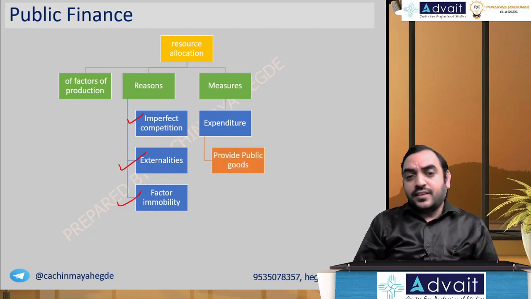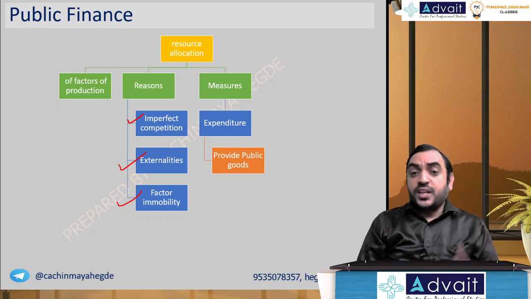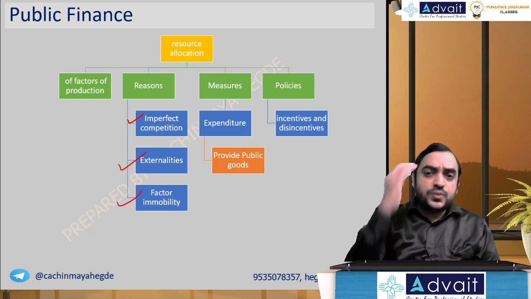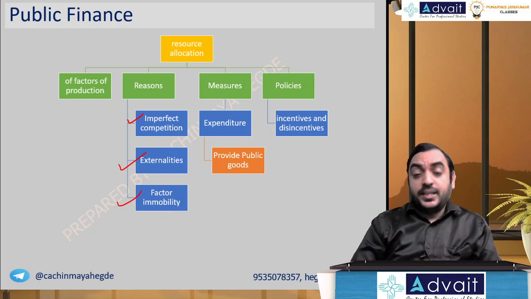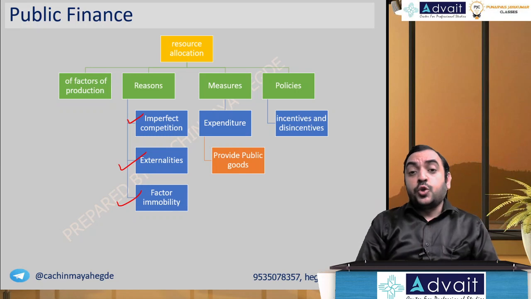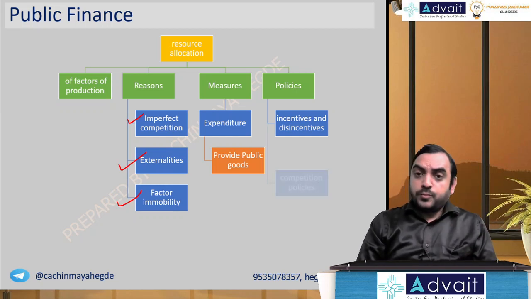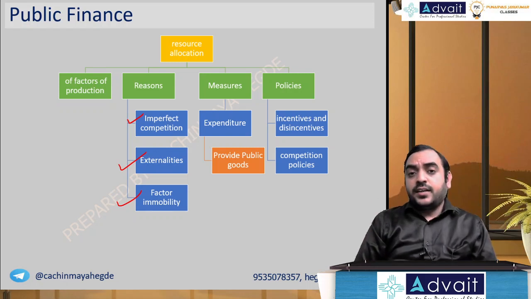And what measures can you take? Expenditure. The example again I gave you: education, provide public goods, health, government hospitals. Policies: you can have incentives and disincentives. Incentives means if you do some social service, we will give you compensation, we'll give you a subsidy. Disincentives: if you are causing too much pollution beyond the level, we will charge a penalty, or we will ask the company to close down. Both ways, penalties. Competition policies, we will be discussing a little later.